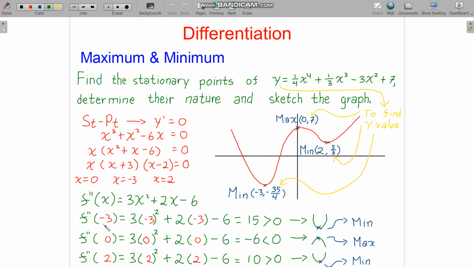When we plug in minus 3, we get 15, which is positive. And positive means concave up. Concave up means we have a minimum. When we plug in 0, we get negative 6, which is something negative basically. Negative double prime. Concave down. Concave down means we have a maximum. We plug in 2, we get positive again. Concave up again, so it's a minimum again. So we get exactly the same sketch, of course, minimum, maximum, minimum, and again to find the y value we use the original.